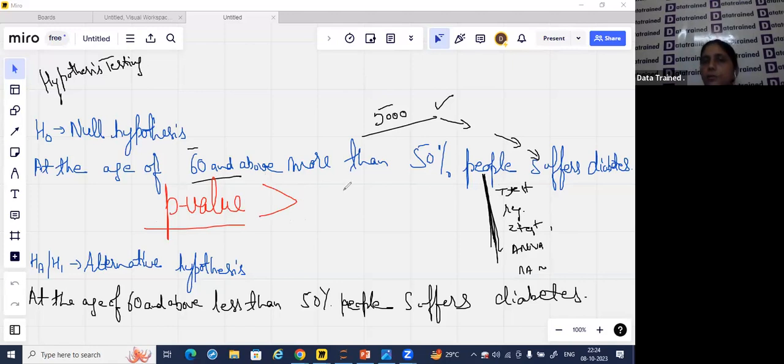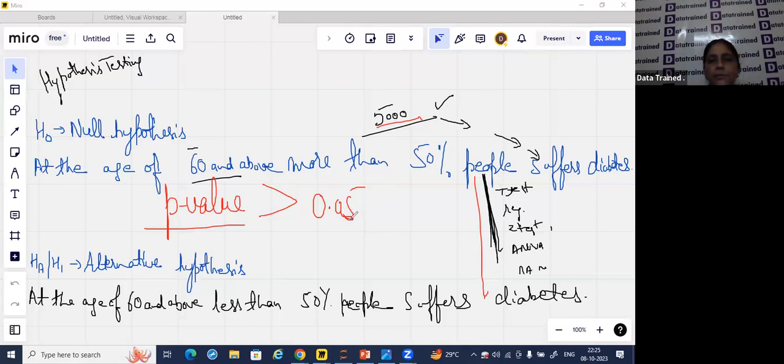If this p-value is greater than 0.05, in that case, I will say: when I had collected 5,000 people's data and started evaluating their tests with the help of all these tests, I found out the p-value. In p-value, I have to check whether the value I'm getting is greater than 0.05.